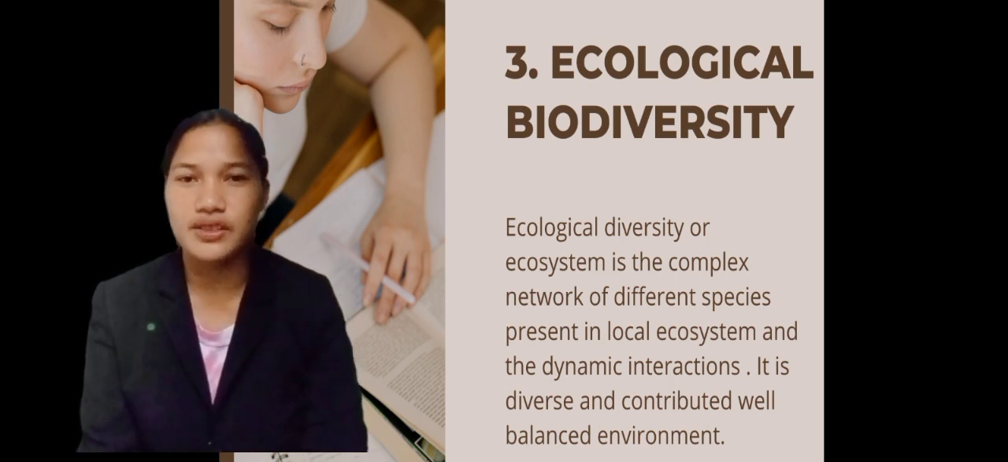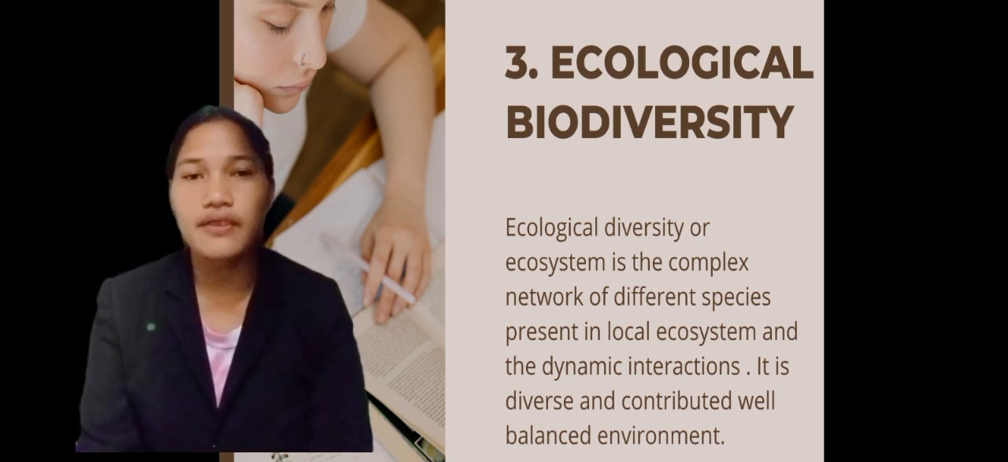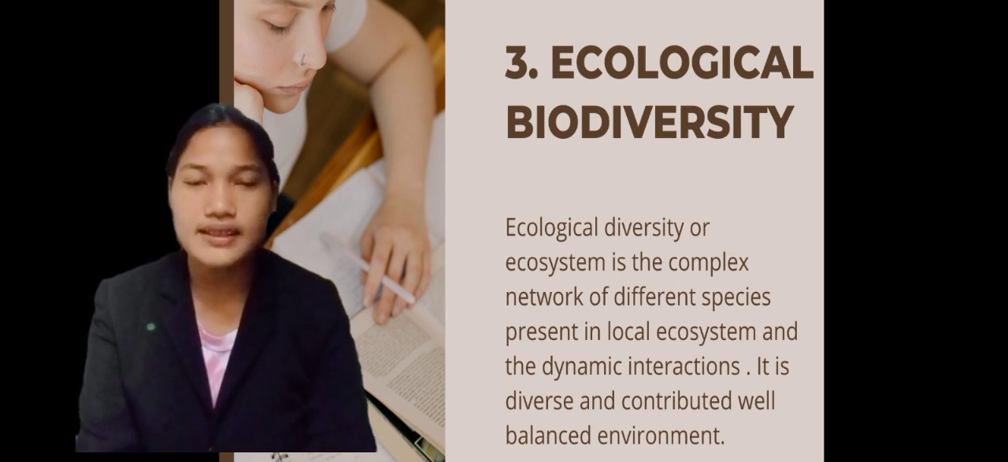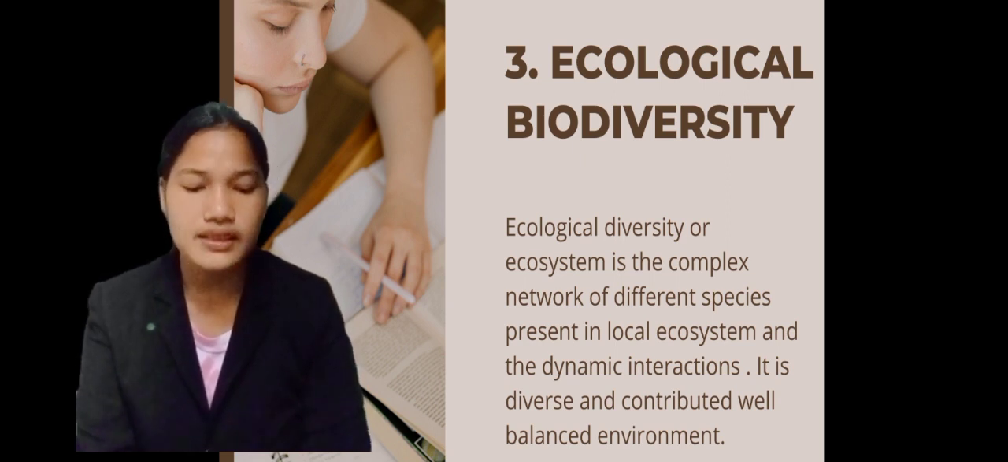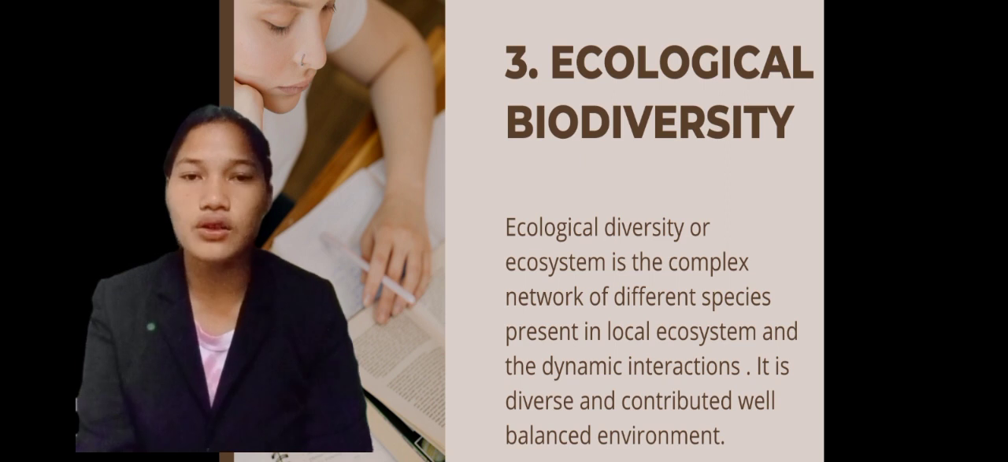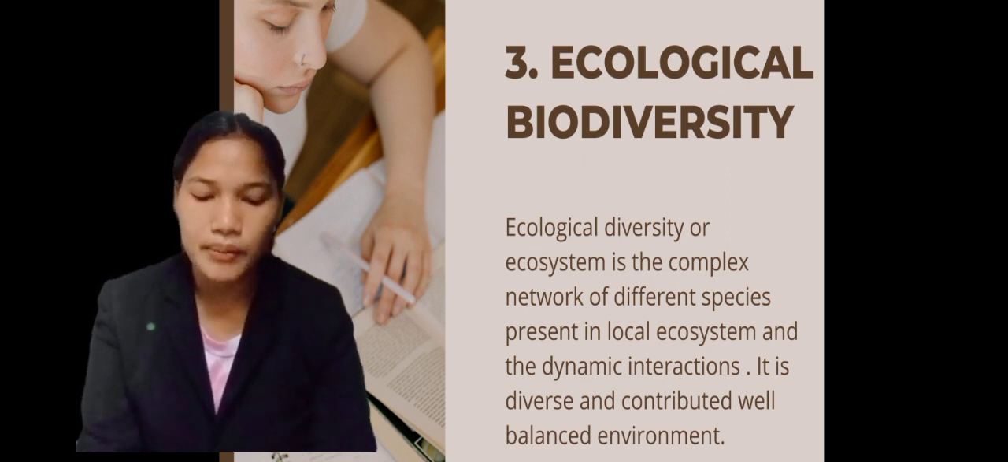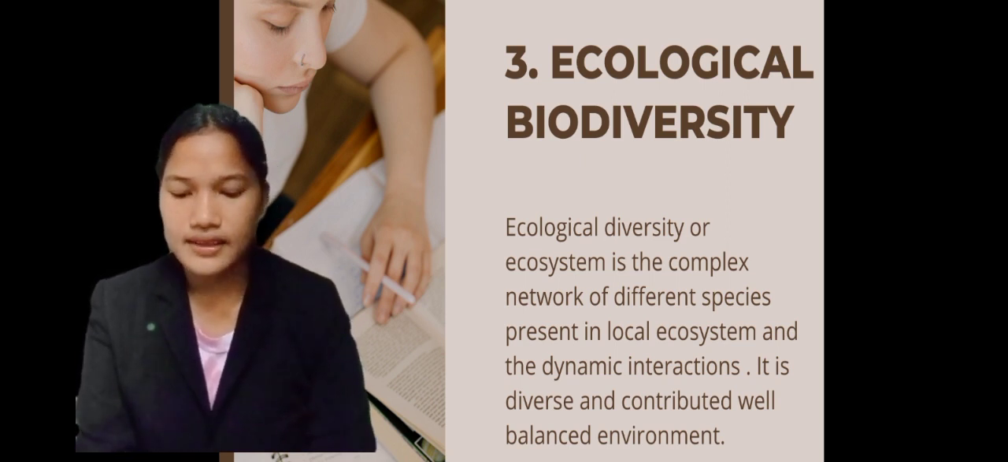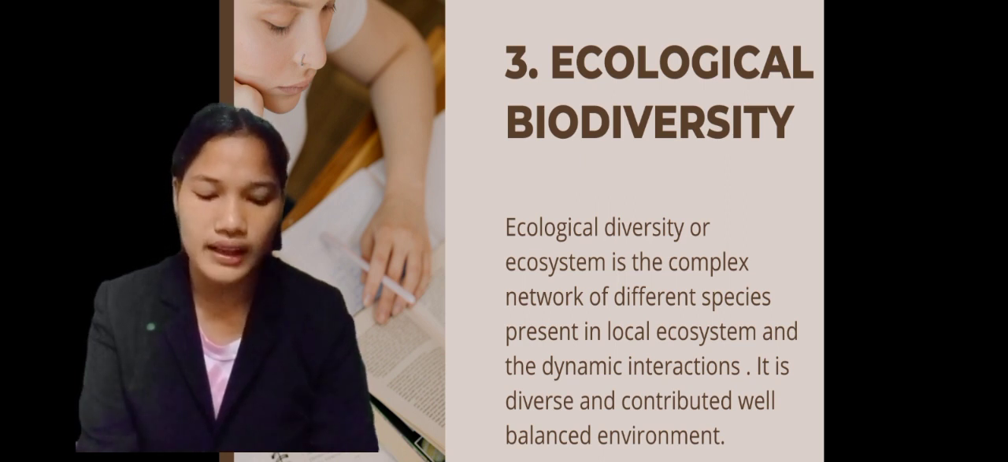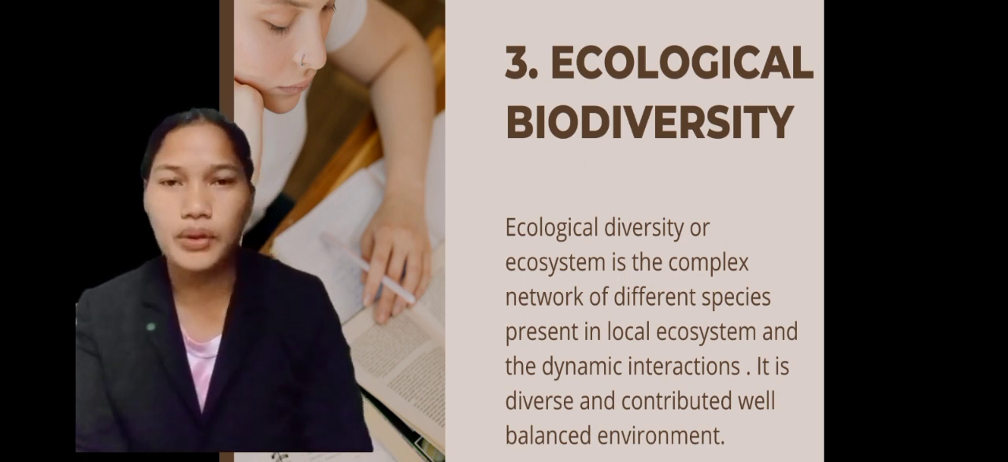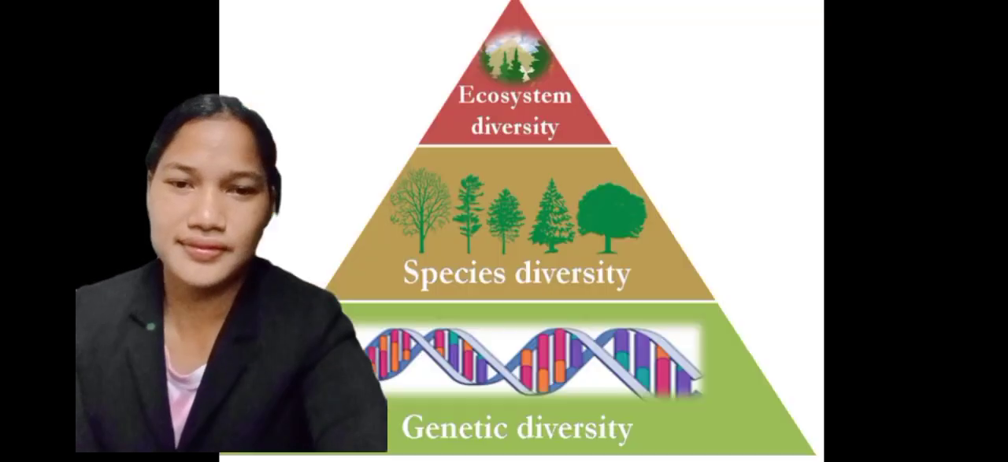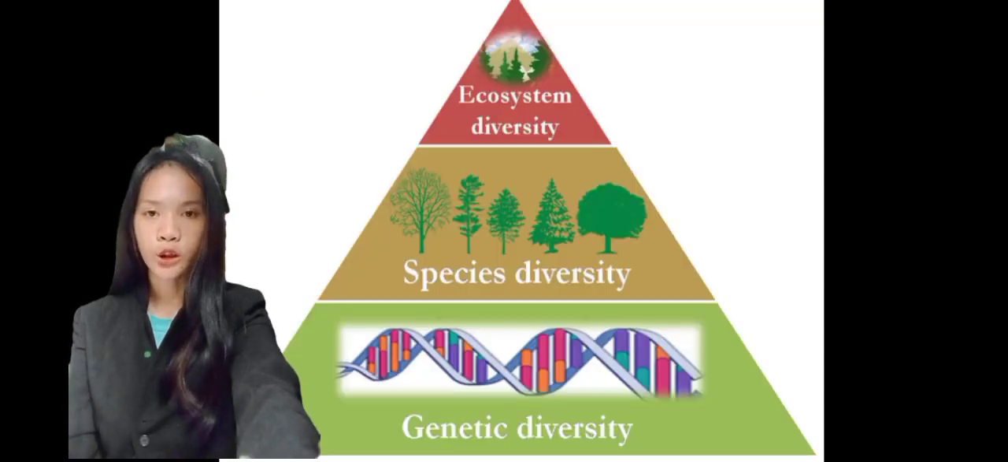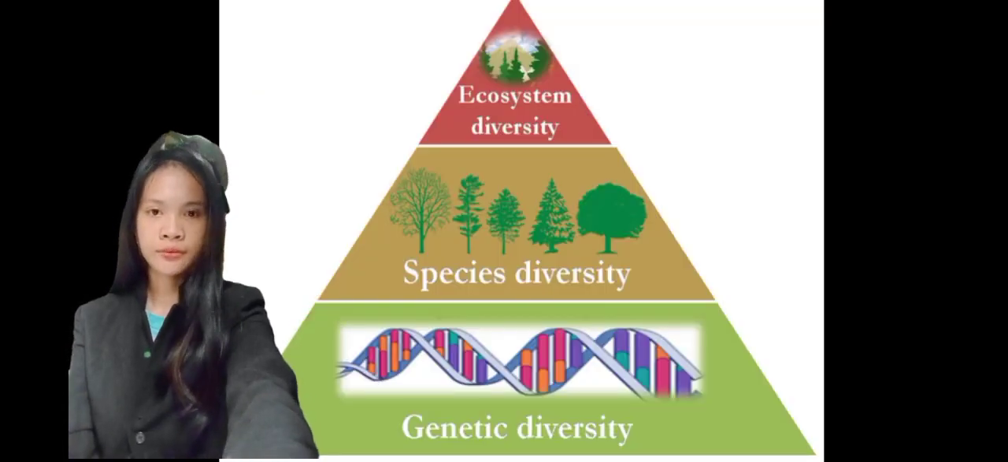Ecological biodiversity. Ecological diversity or ecosystem diversity is the complex network of different species present in local ecosystems and their dynamic interactions. It is diverse and contributes to a well-balanced environment. Example, habitats. Three components or types of biodiversity.